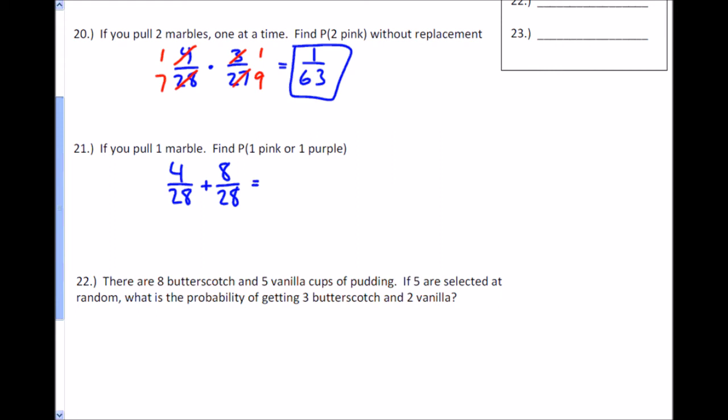That's all I have to do. And I'm just going to add these straight across. That gives me a 12 over 28. And notice I don't reduce this ahead of time just because I want to keep my common denominators. Now I'll reduce. This reduces to a 3 over 7. And that's it.